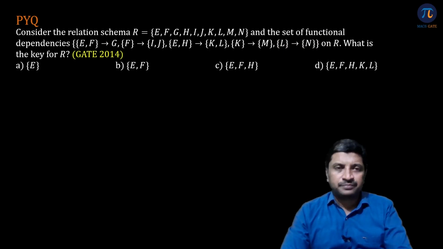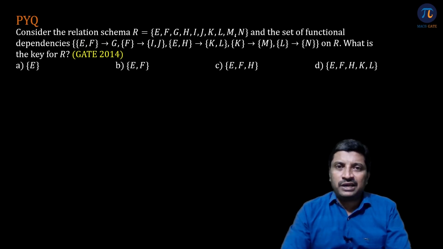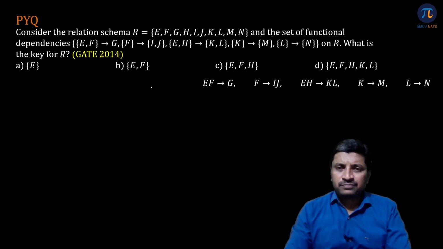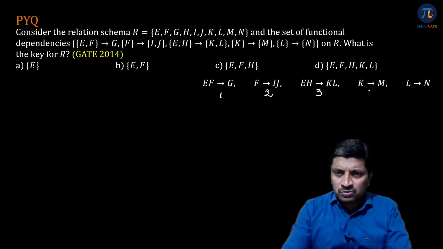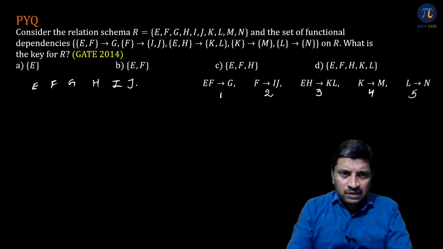Is that fine? The next question. Consider the relation schema R with attributes E, F, G, H, I, J, K, L, M, N and the set of functional dependencies EF implies G, F implies IJ, EH implies KL, K implies M and L implies N on the relation R. What is the key for the relation R? These are the functional dependencies they given, sir. So let us give the numbering 1, 2, 3, 4, 5. What are the attributes we have? E, F, G, H, I, J, K, L, M, N.